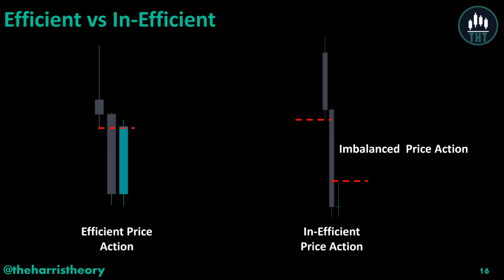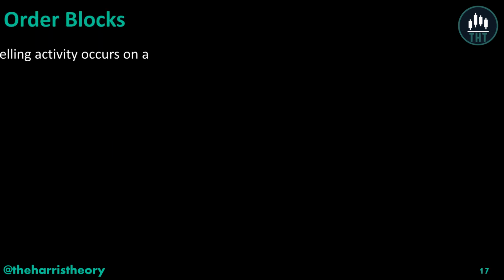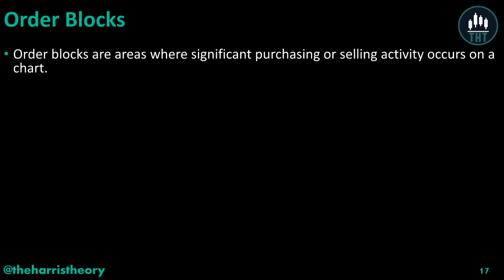However, in my experience, this isn't always the case and historic imbalance can fail, so don't rely on this as a given. Order blocks. Order blocks are where significant purchasing or selling activity occurs on a chart.